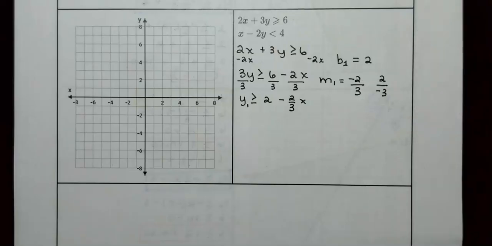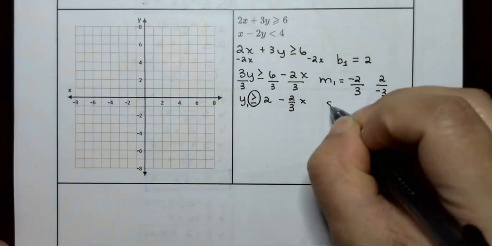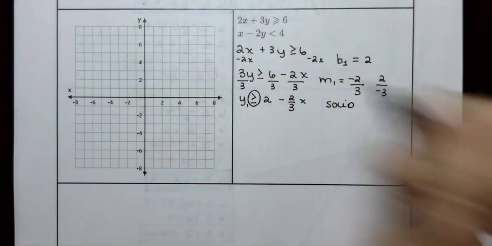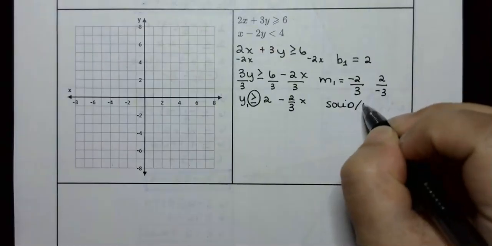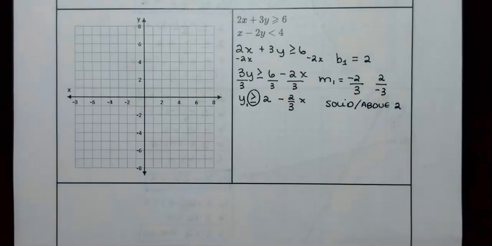Okay. And then from here, if you look at your inequality symbol, we can see that it's going to be a solid line because it has an equal sign. And that is greater than. So we are going to shade above positive 2, our y-intercept. Okay. So with that, let's go ahead and do the math for the other one, and then we'll come back and do our graphs together.